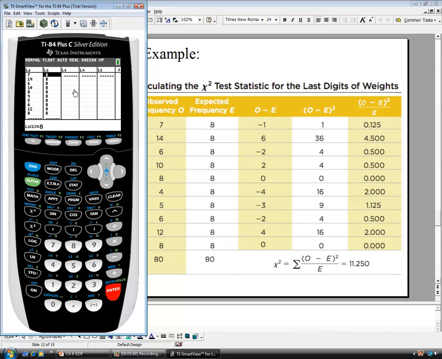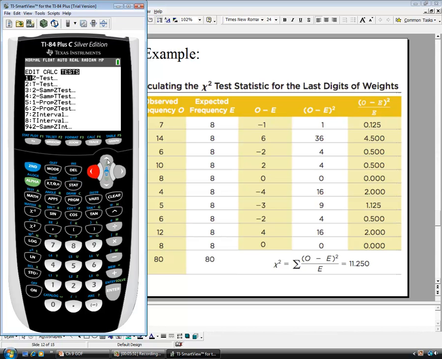Now, I'm not going to mess with list 3 yet. I'm going to come back to that. What I want to do is run this. This is an 84, and I'm going to show you the chi-squared GOF test for this. So it's stat, tests. I'm going to go up because it's near the bottom. And it's D on the TI-84s, the chi-squared GOF test.